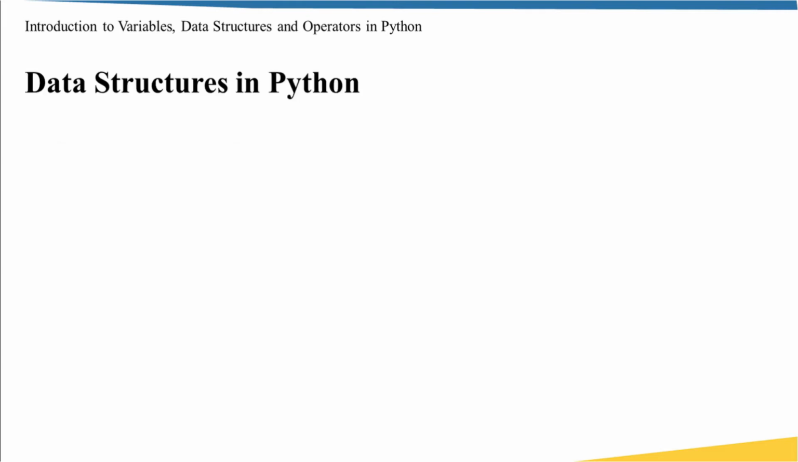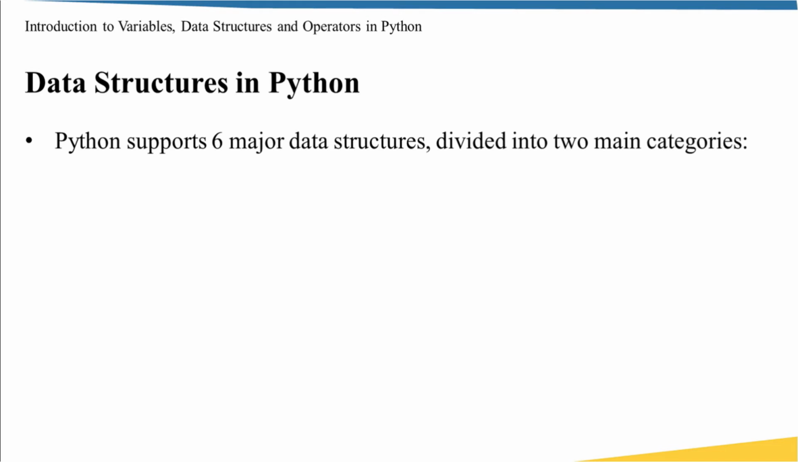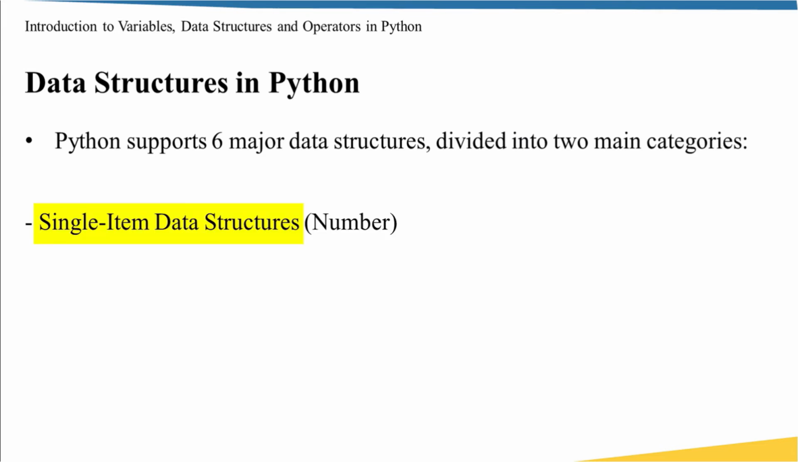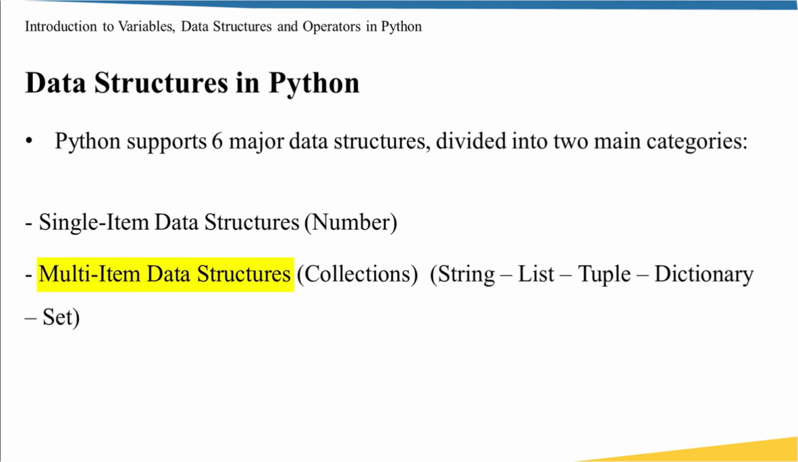Now let's see what the data structures available in Python are. Python mainly supports 6 major data structures divided into 2 main categories. Single item data structures, in other words, when I define a variable of this data structure, it should have only one item, like number. Or it could be multi-item data structures, collections, like string, list, tuple, dictionary, set. All of these data structures, as you will see in the future, have more than one item inside it.